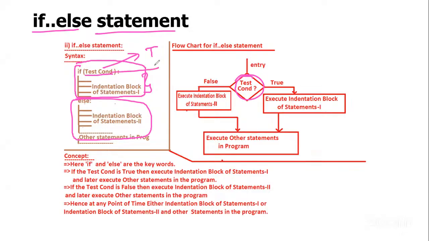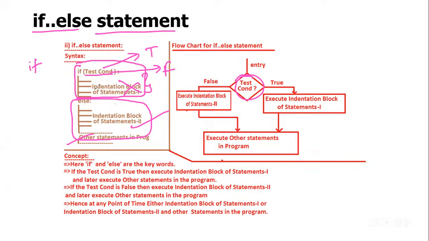What if this condition is not returning true? If it is false, will it execute these indentation block of statements 1? No. It skips if block and comes to else block and executes indentation block of statements 2, and then also executes other statements in the program. So what can you understand from it? It is a continuation of simple if statement. In simple if statement, we will not have else block.